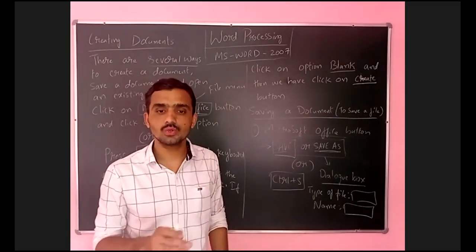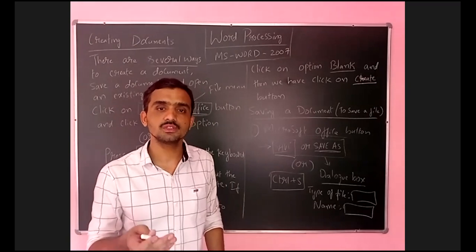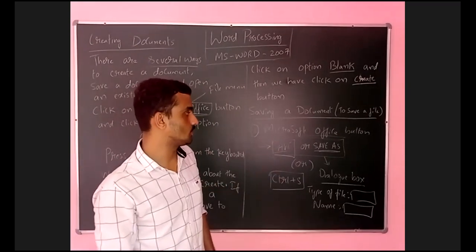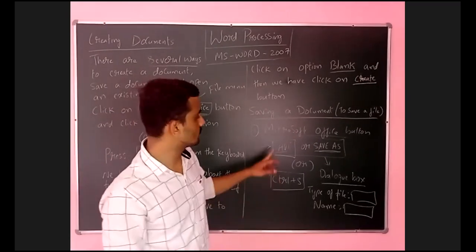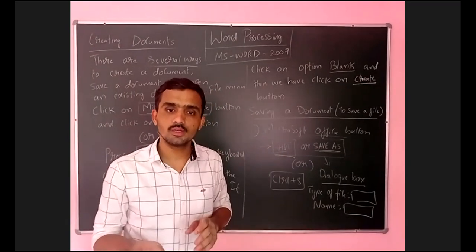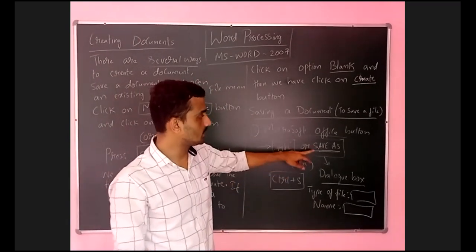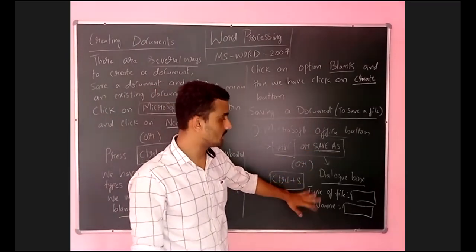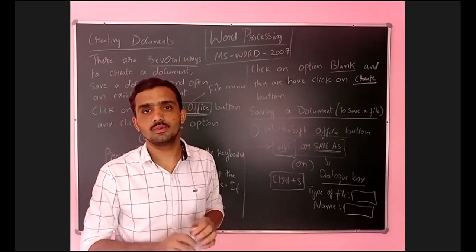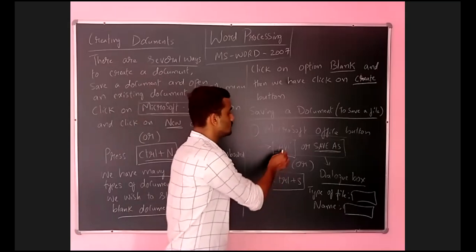If you don't want to change the file name and location of the file from the next time, then click on the save button. So only for the first time there is no difference in save and save as. Whenever we edit the document, we have to click on the save button, because if we again click on save as, it again asks for file name and type of the file, which is not required for us if we are not changing the location and name of the file. So we have to click on the save button.